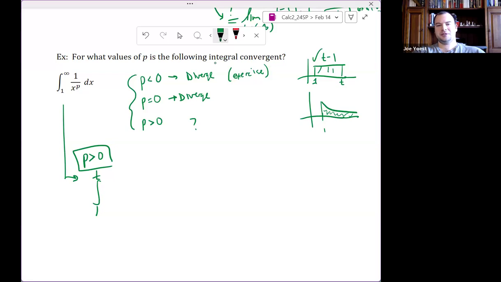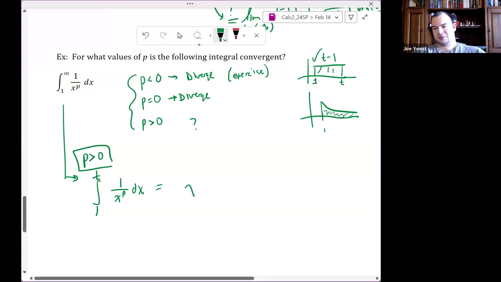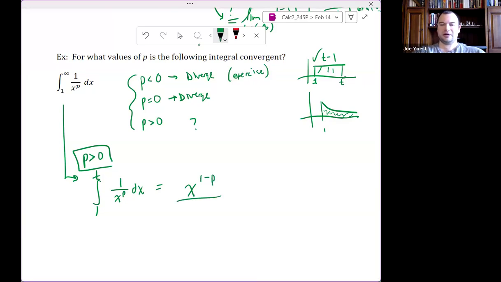So let's integrate from 1 to t, 1 over x to the p dx, or in other words, x to the minus p. So this becomes x to the minus p plus 1, or x to the 1 minus p. Increment the power by 1 over the new power. This is for p not equal to 1. Maybe we'll check p equals 1 as a special case. From x equals 1 to t. So this is t to the 1 minus p minus 1 to the 1 minus p, which is just minus 1, over 1 minus p.